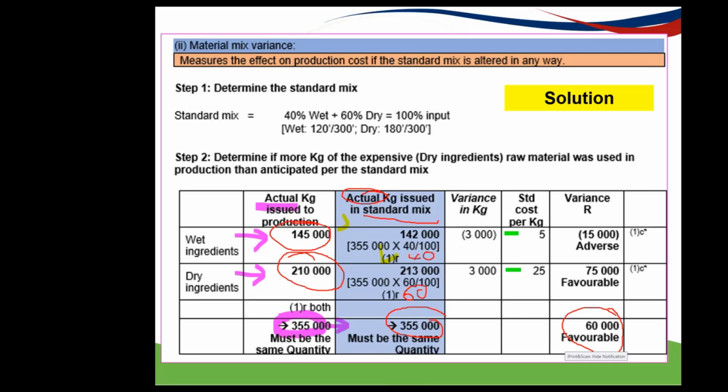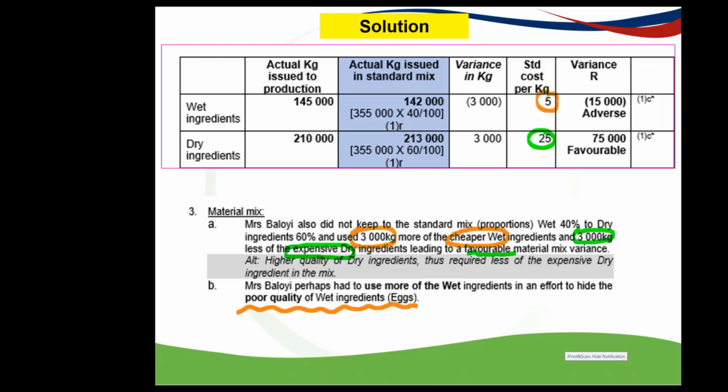Okay, and then like we said, we then use the standard cost to determine that. Okay, so then we say yes, she has used more of the cheaper one and less of the expensive one, but perhaps she had to use more of the wet because of the poor quality. Okay. So you never get away with using poor quality.